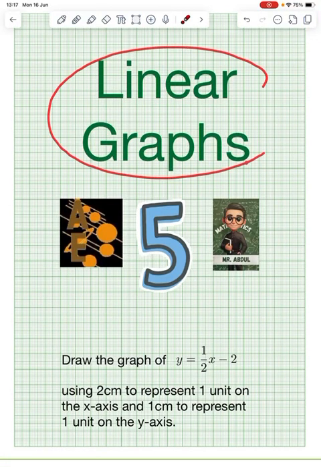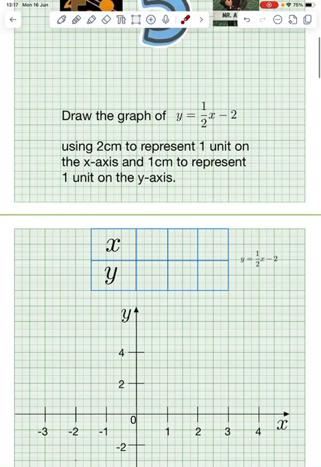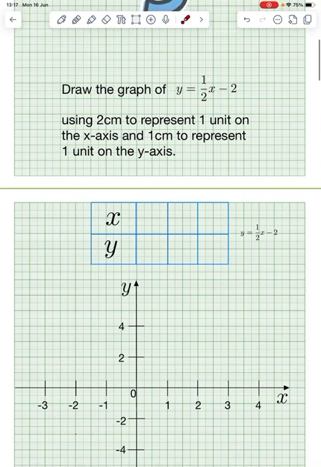Today we will learn about linear graphs. A student gave me this question and asked me to help. You are required to draw the graph of y equal to half x minus 2 using 2 cm to represent 1 unit on the x-axis and 1 cm to represent 1 unit on the y-axis.